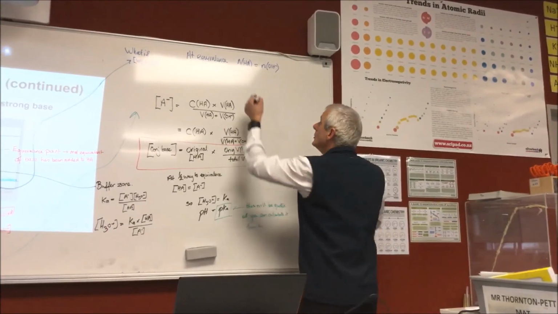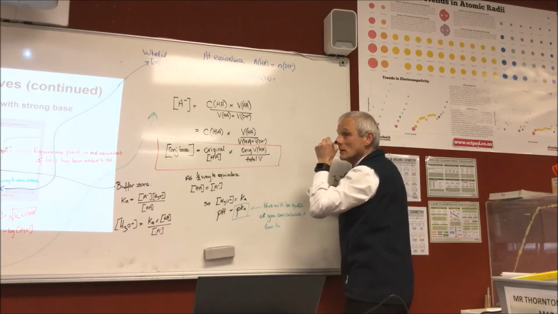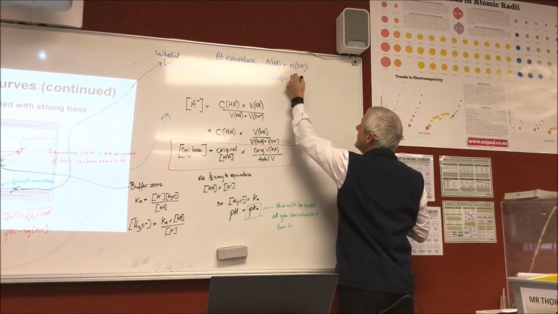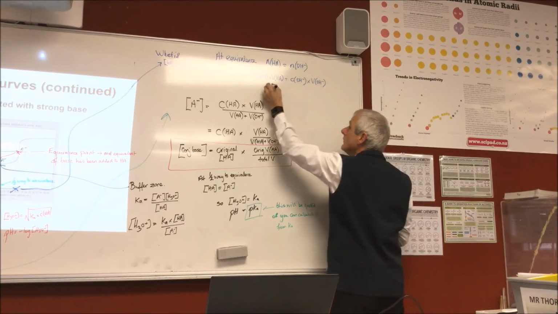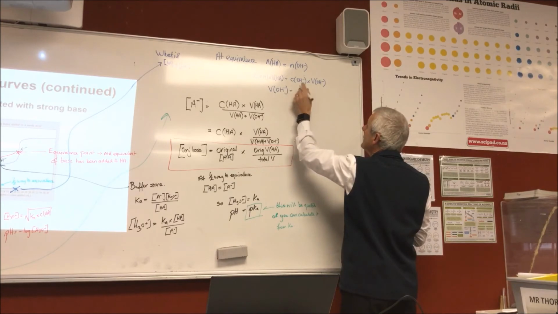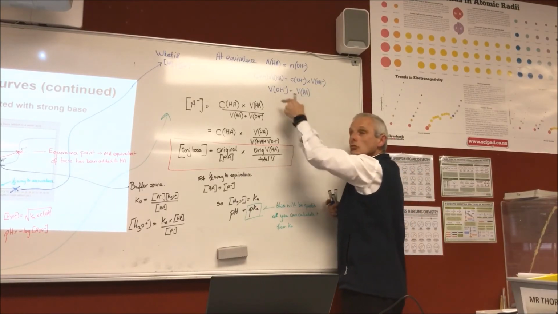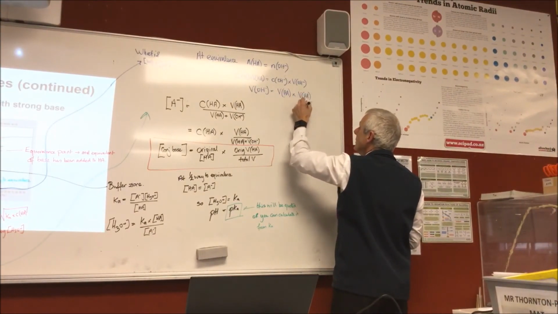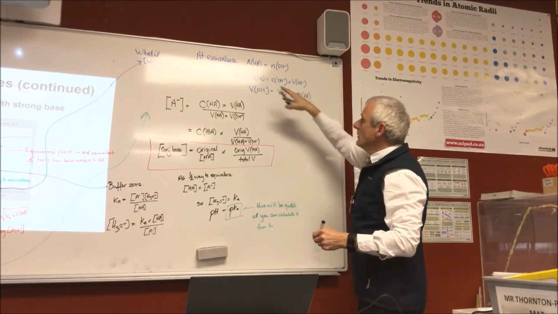N of HA is equal to C of HA times V of HA, because N equals CV. So N of OH minus is equal to C of OH minus times V of OH minus. What we want is the volume of OH minus. So if we rearrange this, the volume of OH minus is equal to the concentration of HA times the volume of HA. If the two concentrations were equal, that's all we'd need to write. However, they're not, so it's divided by the concentration of the strong base that you've added. So in other words, it's the concentration times the ratio of acid to base.